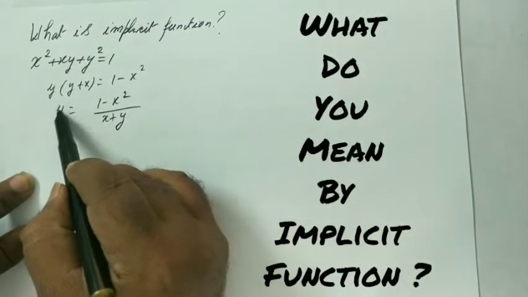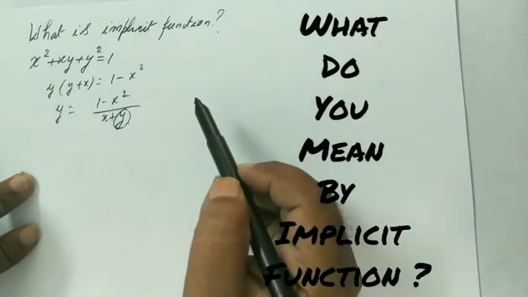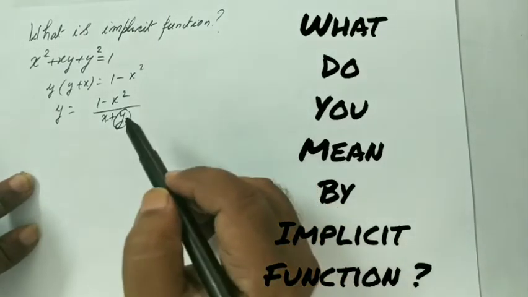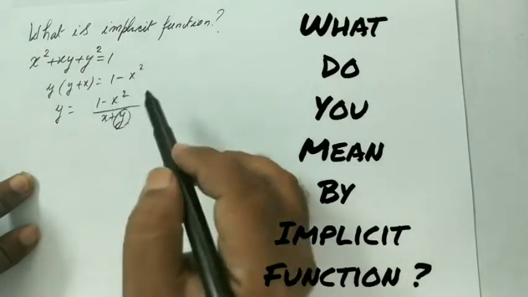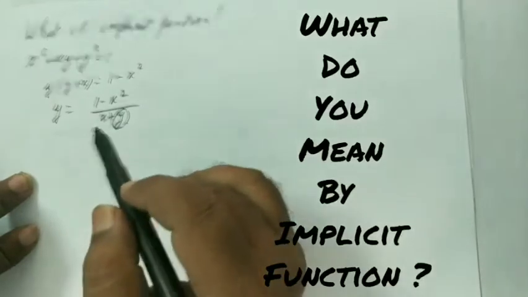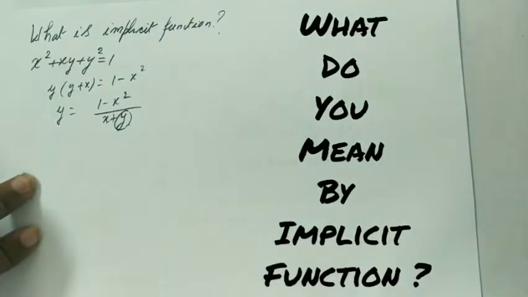I cannot express y entirely in terms of x because this y is here. Similarly, if I try to express x entirely in terms of y, it is not possible. You can try that. So this kind of function is called an implicit function.